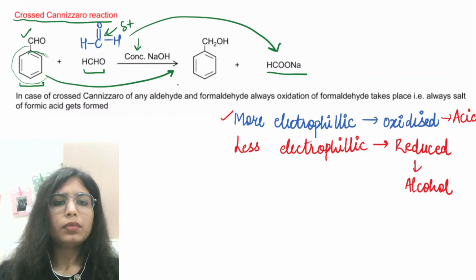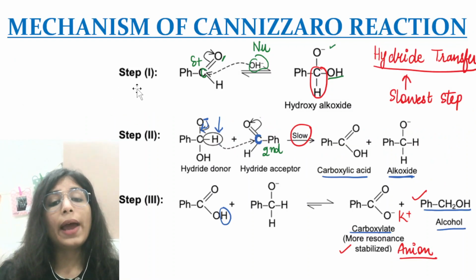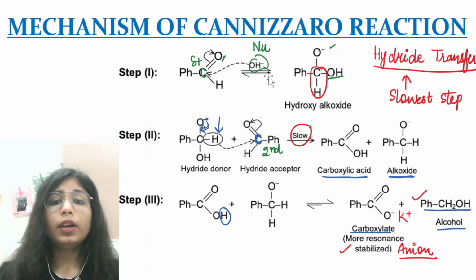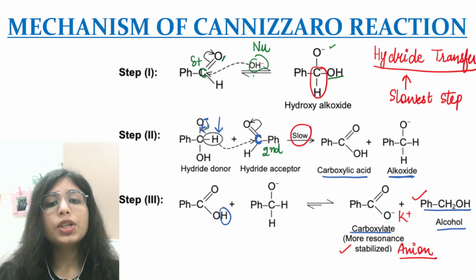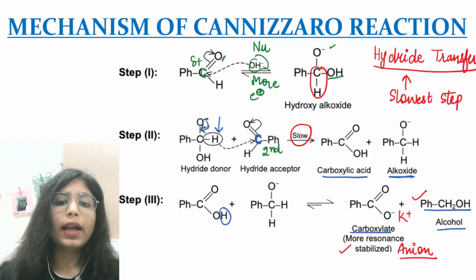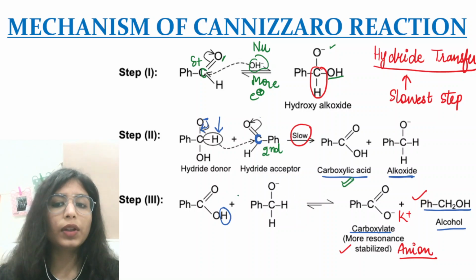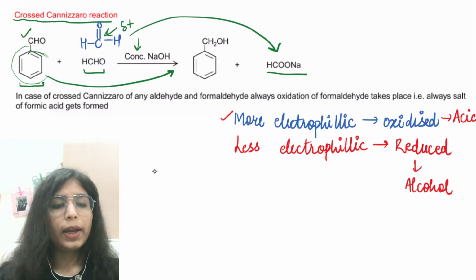All right. So here this can be understood again on the basis of mechanism, why the more electrophilic one is getting oxidized. Basically the base will try to attack only the carbon which is more electrophilic, and the one which is more electrophilic would basically result in the hydride transfer, and thus it would result in the formation of the salt of the carboxylic acid. Alright, so this was all about the Cannizzaro reaction.